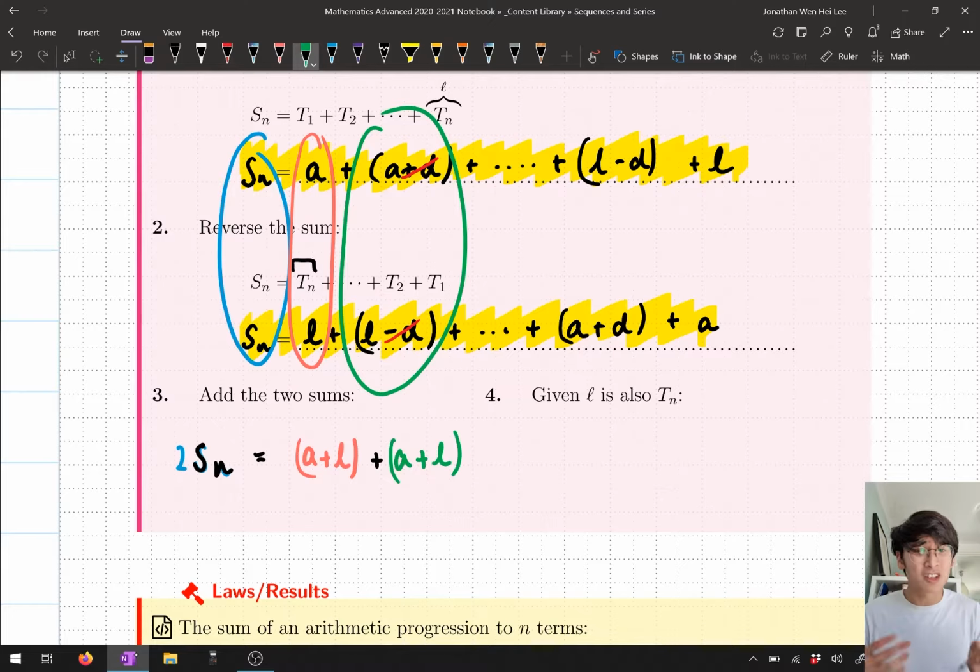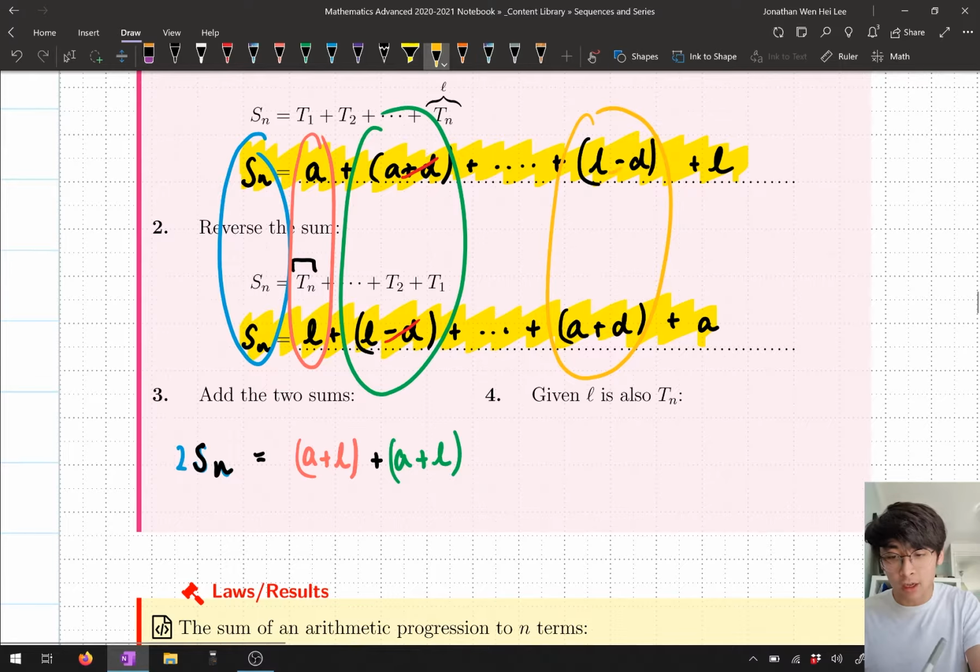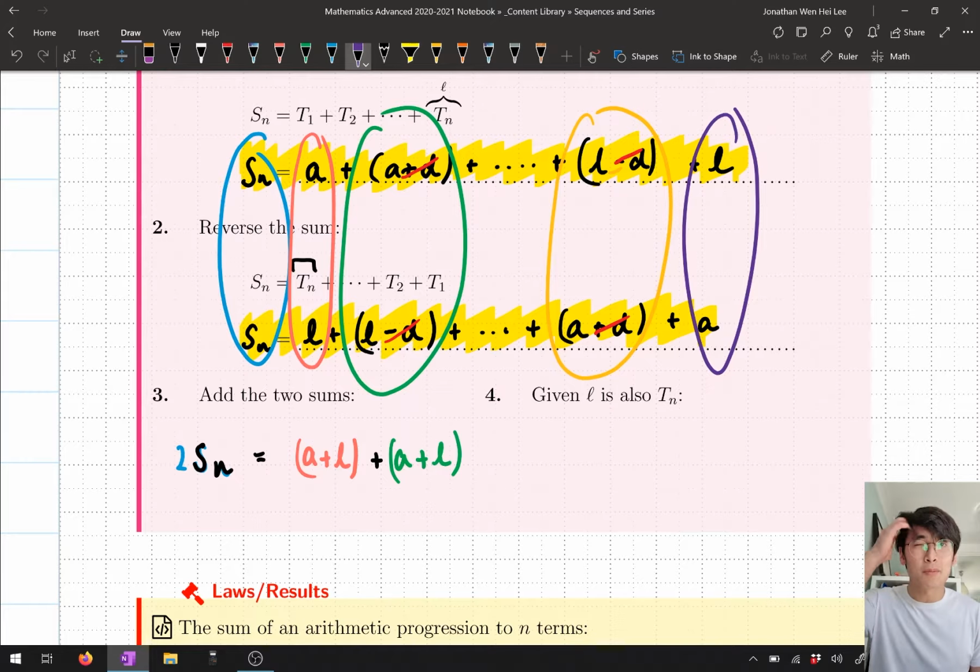And so this pattern is going to continue on and on for the whole sequence, even up until this second last term. The D's are going to cancel as well, and so we're going to get A plus L. And the final term is also going to do the same thing. We're just going to get A plus L.